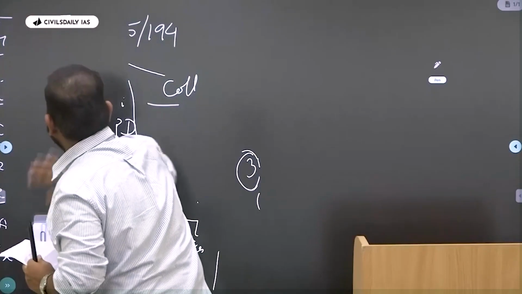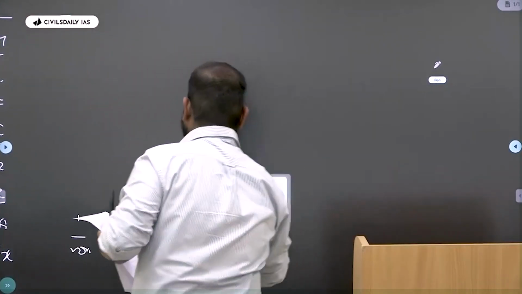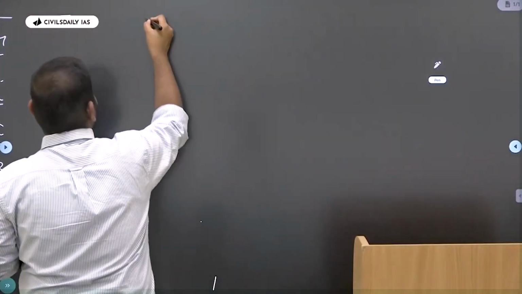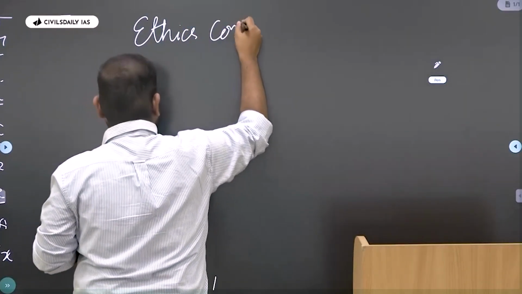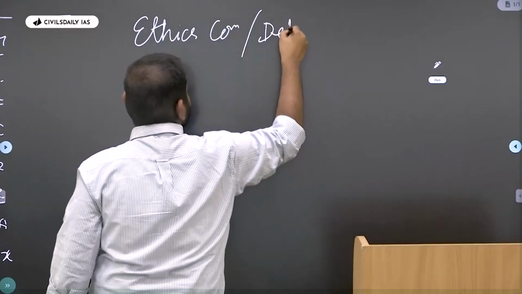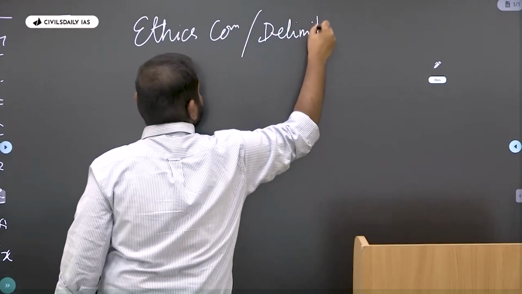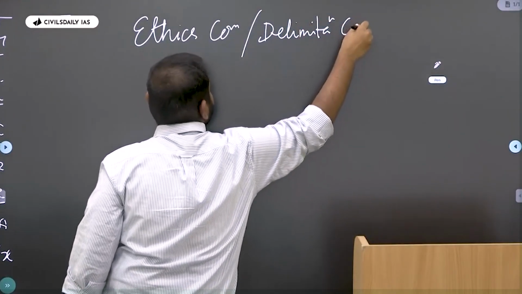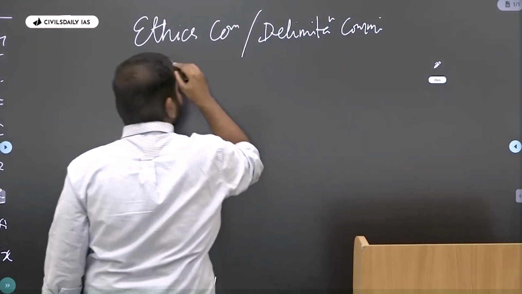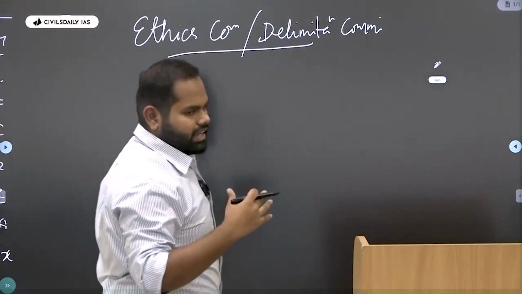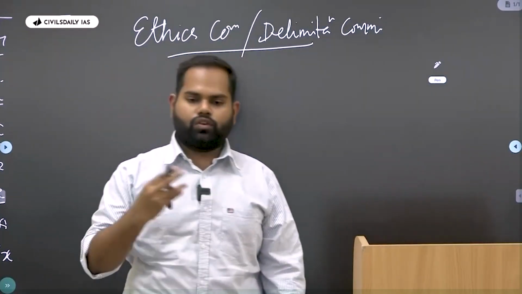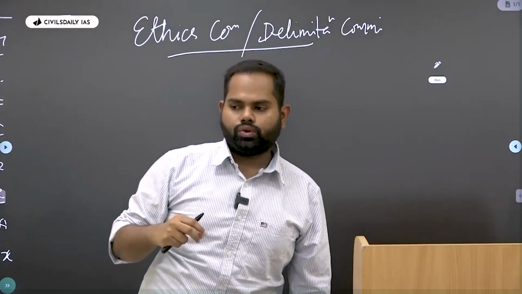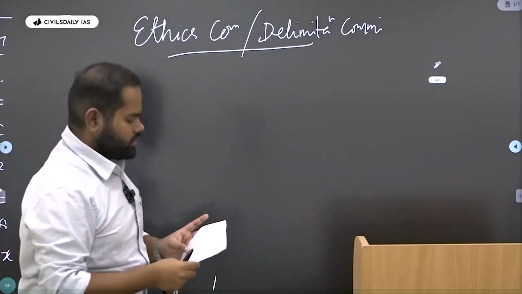For this year especially, go well prepared with the ethics committee and the delimitation commission. You could have a 10 marker or a 15 marker on them, and on delimitation you have a lot of issues around that as well. So go prepared with that too.